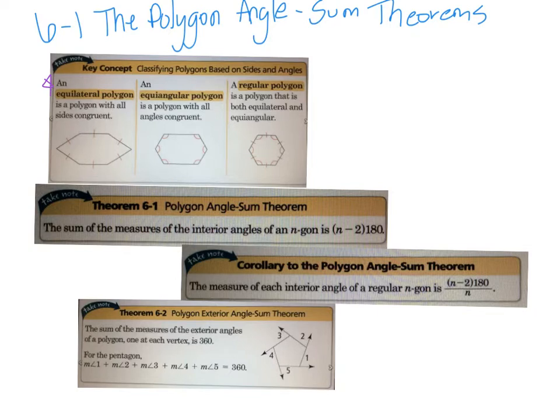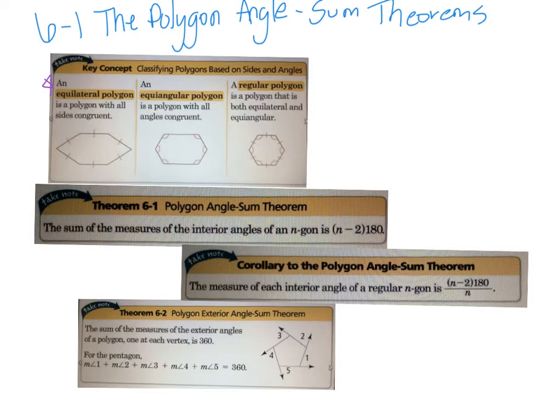Then you have what's called an equiangular polygon, which is a polygon where all of the angles have the same measure. And then you have what's called a regular polygon, and a regular polygon is an equilateral and equiangular combined as one. So if all of the sides and all of the angles have the same exact measure as each other, then that polygon is what we would consider a regular polygon.